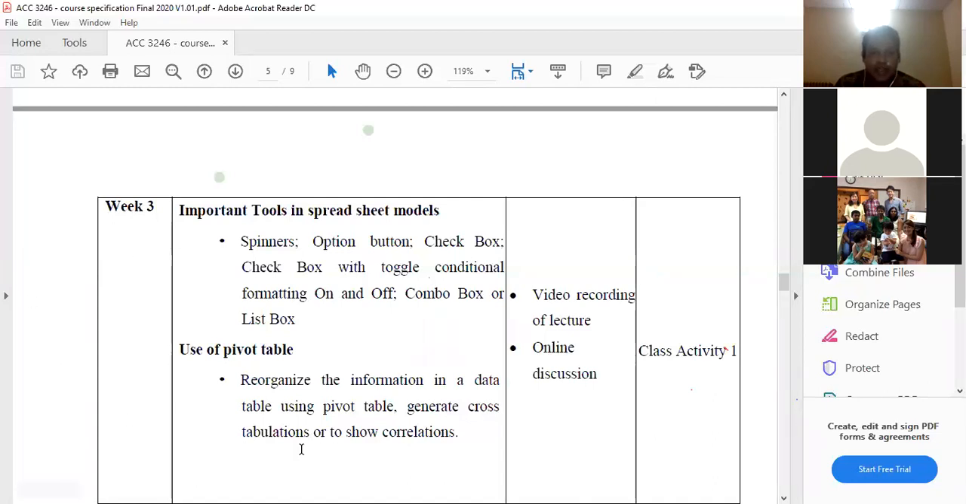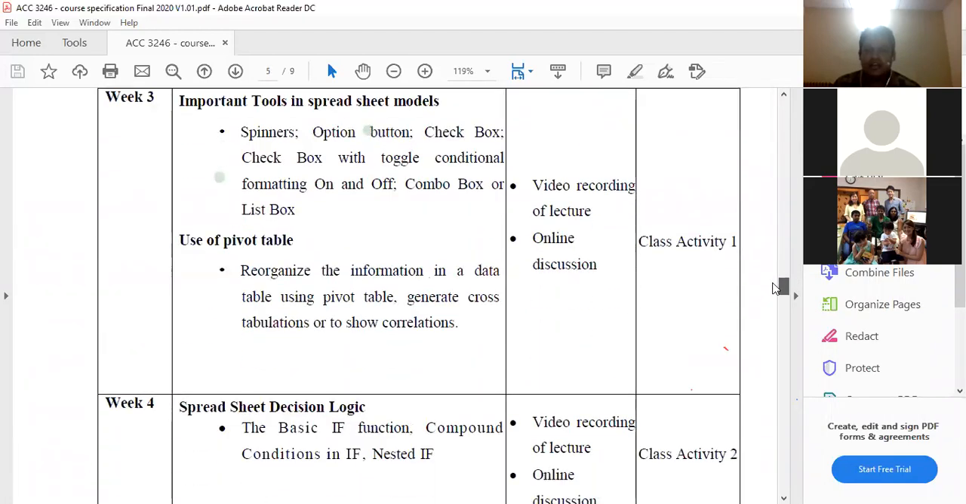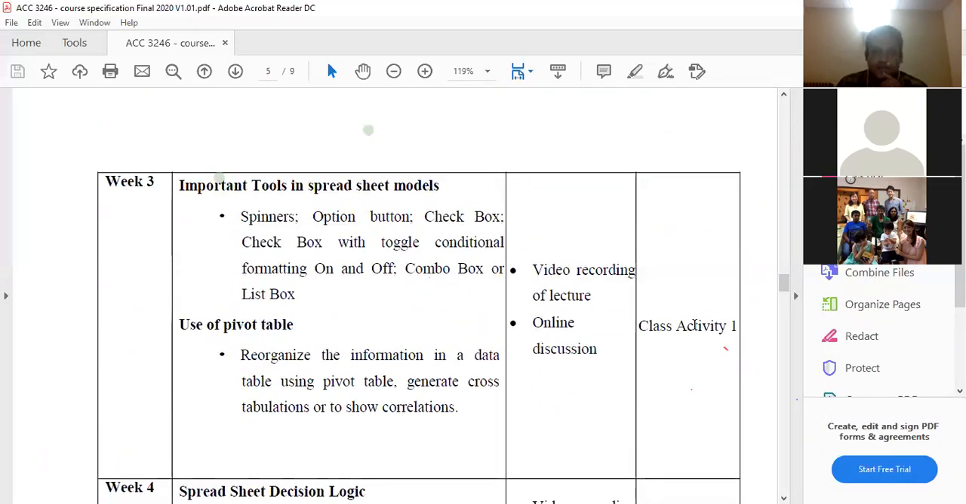So this topic, the week 3 discussion, is going to be a pretty important thing. In fact, depending on that importance, we have planned to have our first class activity on that. What is that? That is going to be our first assessment, where you can earn 4 marks. You'll be given 4 marks for that.